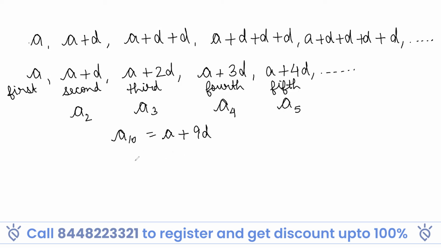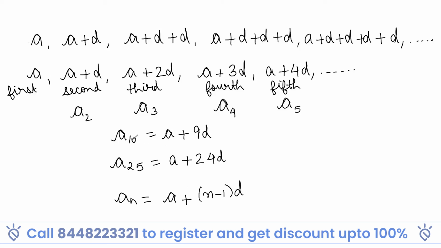Okay, now tell me what would be the 25th term? Very well observed. The 25th term would be A plus 24D. Now, in general, if I want to write the nth term of the AP, that means An, I need to write down A plus (n minus 1) into D. So whatever is here, we are taking 1 less here. I'm repeating, whatever is here, we are taking 1 less here. So in general, the nth term of the AP is given by An, that is A plus (n minus 1) into D.